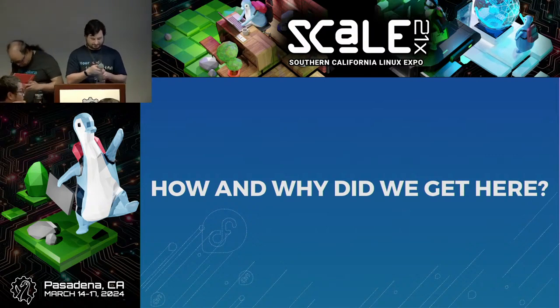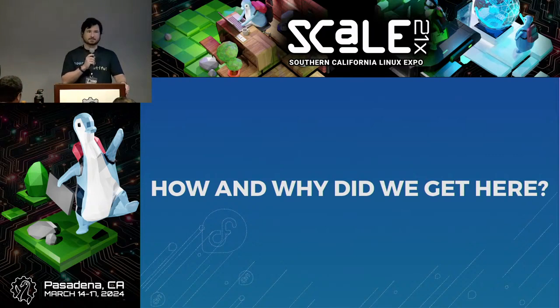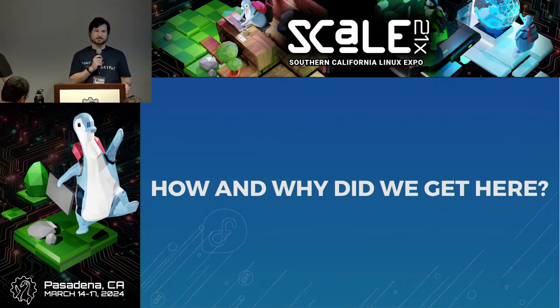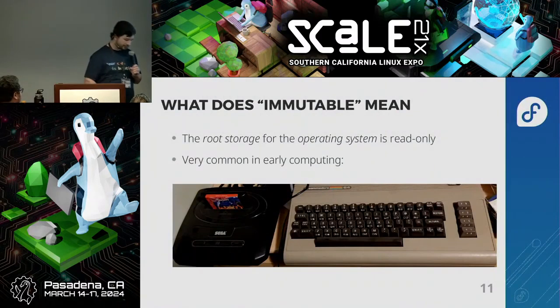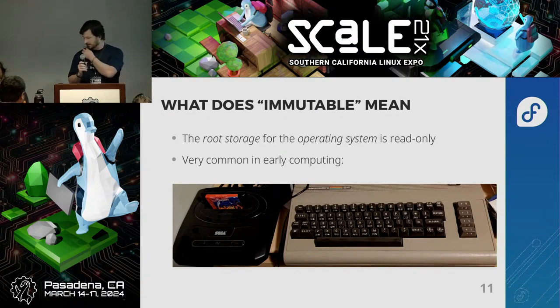The truth is that you've all probably used an immutable operating system before and just didn't really think much about it. So I'm going to give some examples of what we mean by immutable. First, a definition: the root storage for the operating system is read-only. That's the most basic definition of an immutable operating system. And this was very common early on in computing.